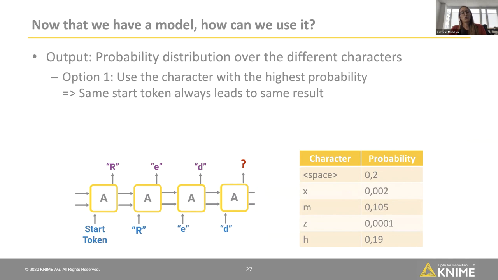One option is to just use the character with the highest probability. This means here in my little example, after RED, the highest probability would get the space, which could lead to a name like Red Hill. But this has the disadvantage that with the same start token, it would always also lead to the same results.